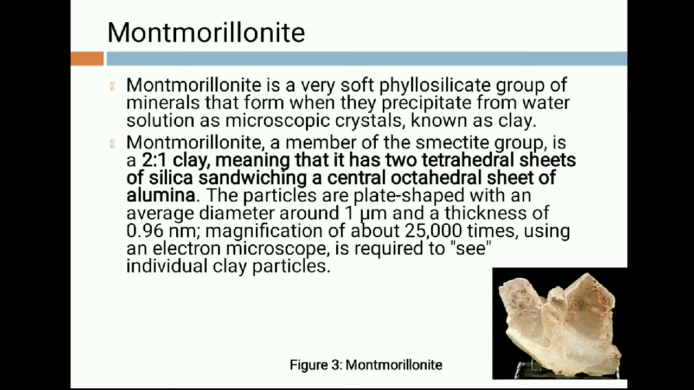Montmorillonite, a member of this smectite group, is a 2:1 clay, meaning that it has two tetrahedral sheets of silica sandwiching a central octahedral sheet of alumina. Means it is a layer of what? Silica, alumina and again silica. Aluminum is sandwiched between two silica sheets.